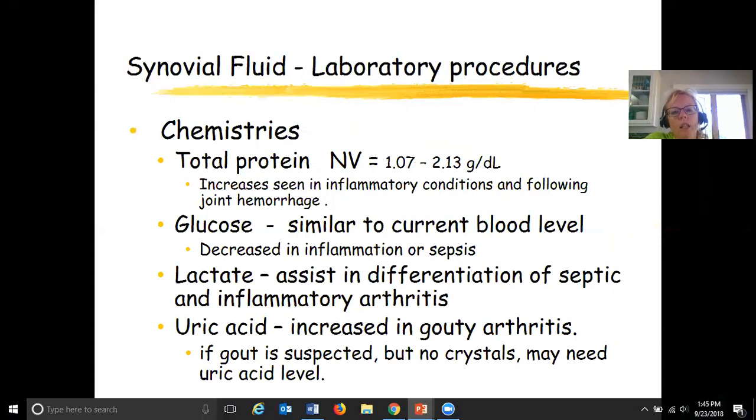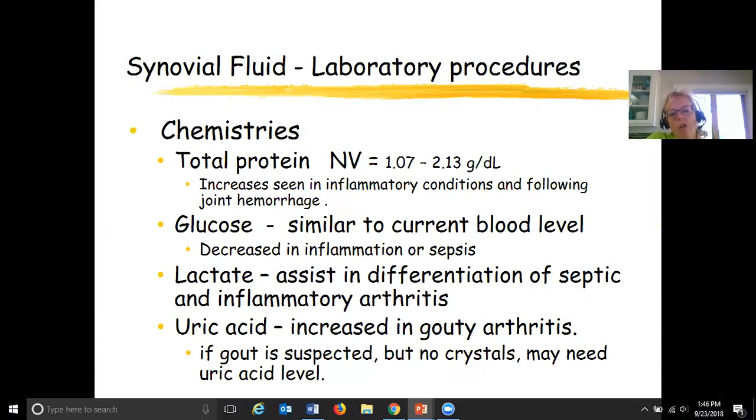So chemistry then, total protein. Normal values are 1.07 to 2.13, and if they're high, inflammation or hemorrhage is suspected. Glucose is similar to whatever the current blood level is, and you would suspect that in inflammation or sepsis, then that glucose would be decreased. Lactate may differentiate between septic and inflammatory arthritis, and uric acid is increased in gouty arthritis.